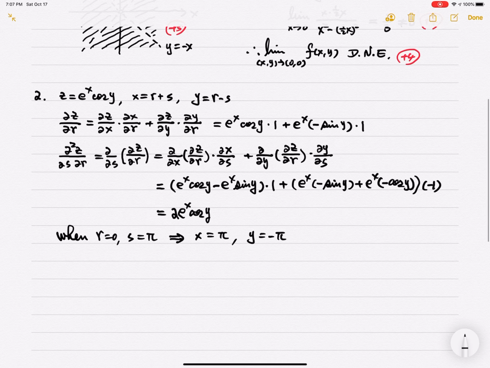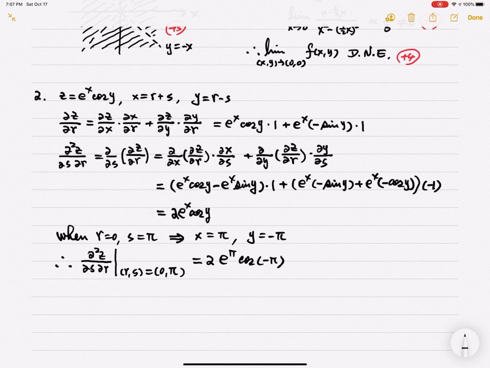Therefore, the second partial with respect to r and then s, evaluated at (r, s) equal to (0, pi), is equal to 2 times e to pi and then cosine of negative pi. Well, cosine is an even function, so cosine of negative pi equals cosine pi, which is negative 1. So this is equal to negative 2 e to pi.